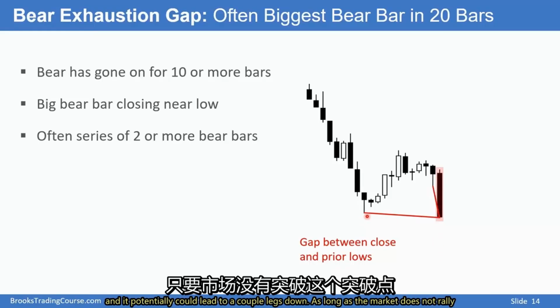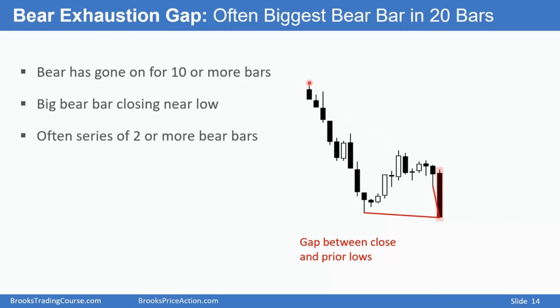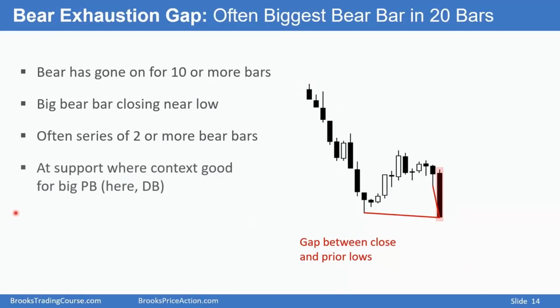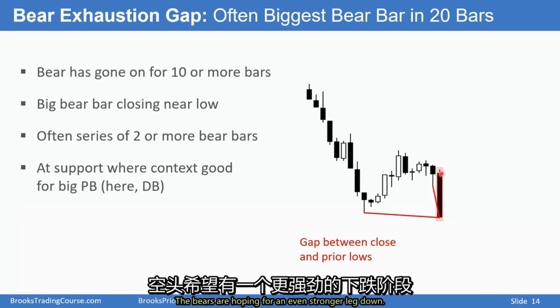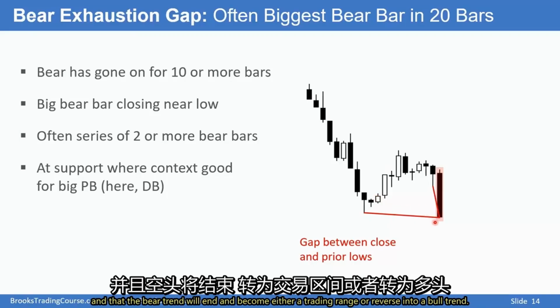As long as the market does not rally above this breakout point, there's a potential for a measured move down from this high to this low, and then measured move down. The bears are hoping for an even stronger leg down. The bulls are hoping that the biggest bear body, 10 or 20 bars into a bear trend, is going to be an exhaustive move, and that the bear trend will end and become either a trading range or reverse into a bull trend.